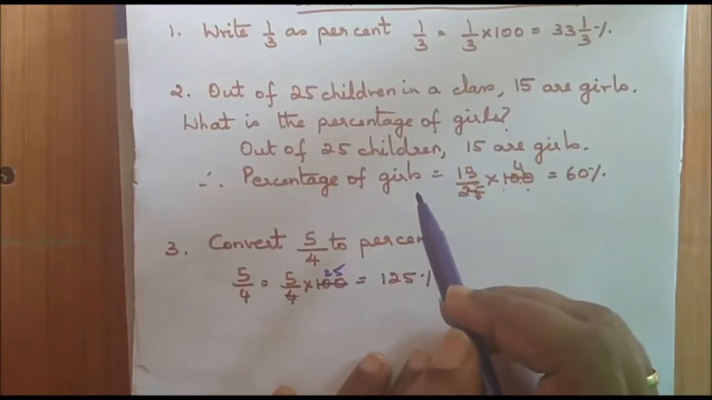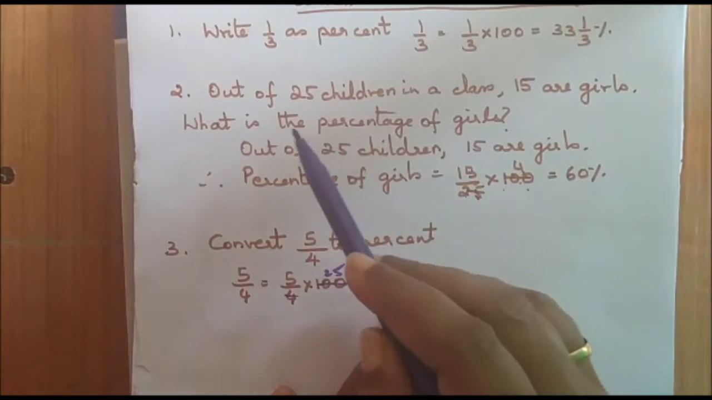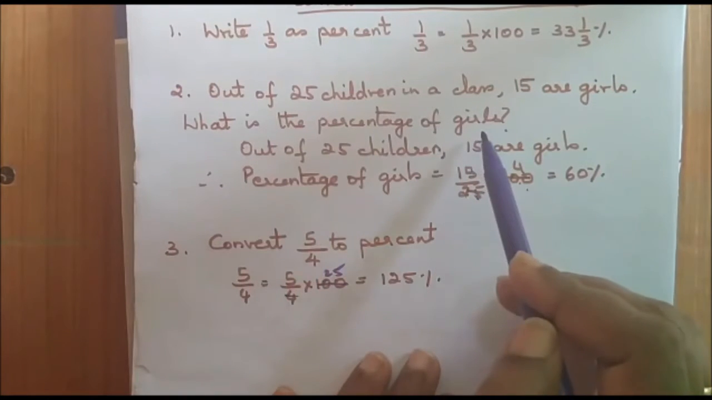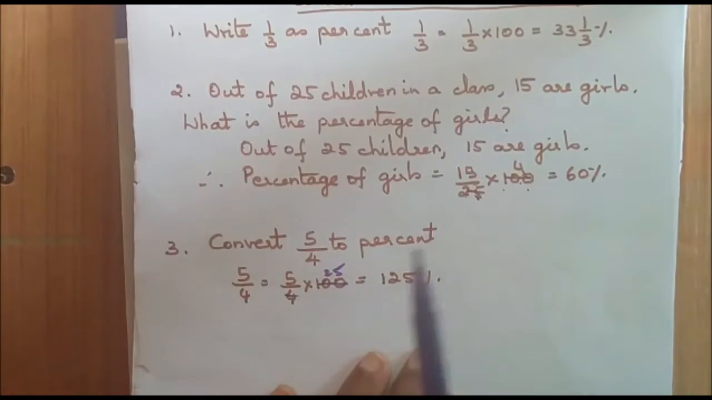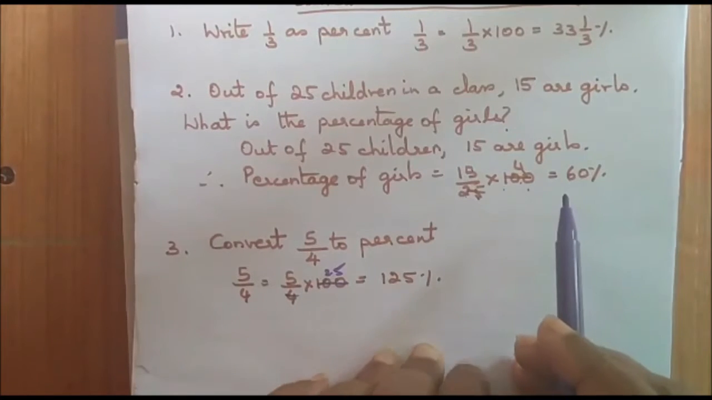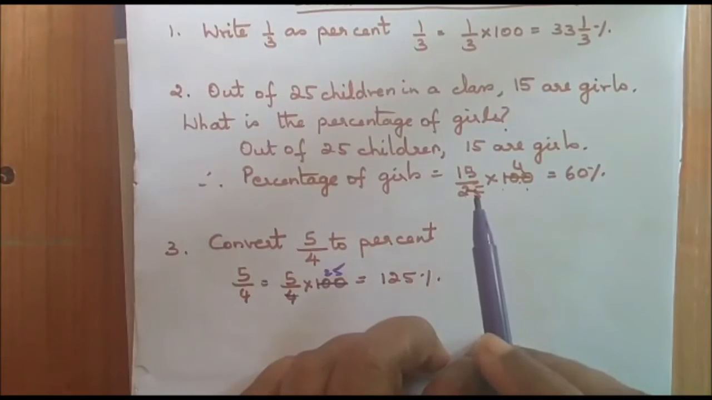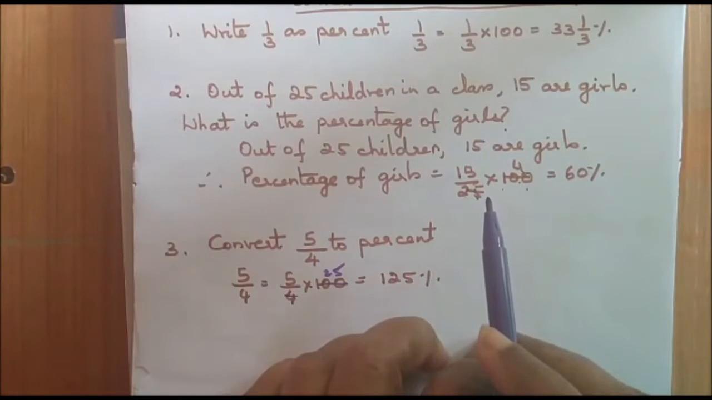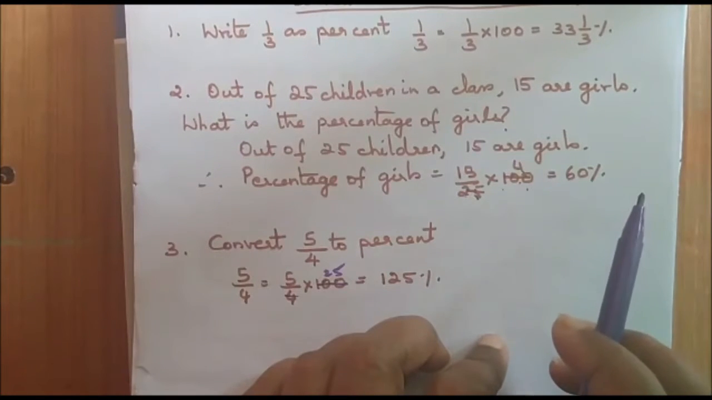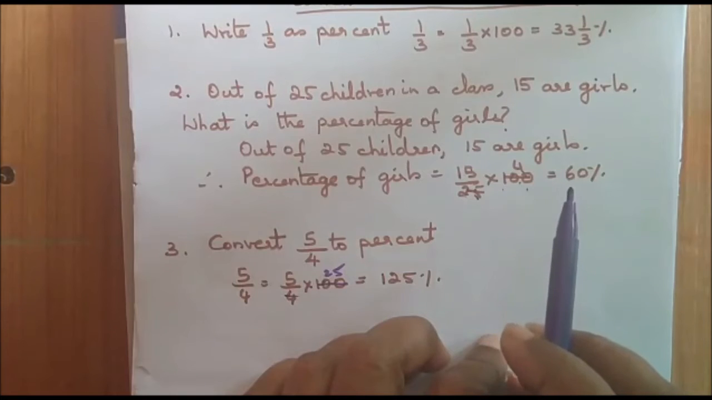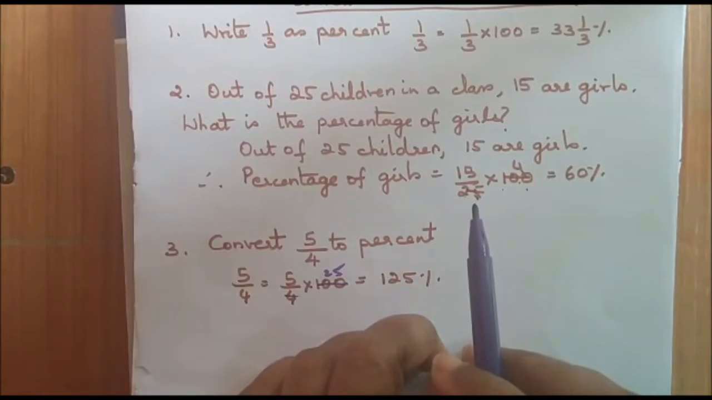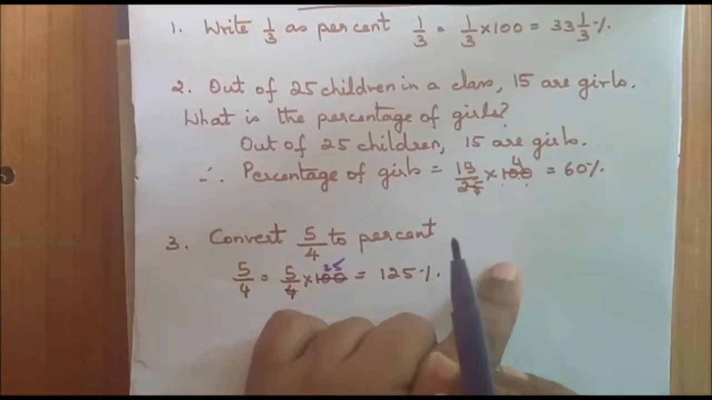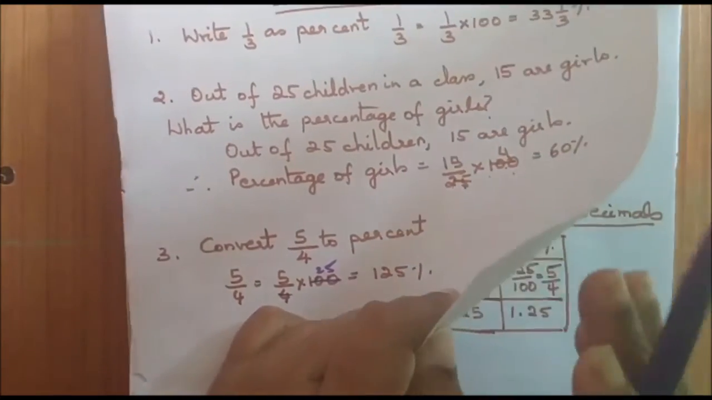Now, let me ask you one question. Out of 25 children, 15 are girls. What is the percentage of girls? I got it as 60%. Now, what is the percentage of boys? If 60% are girls, then 100 minus 60, that is 40% are boys. So, this is how you have to find out. You have to subtract from 100.